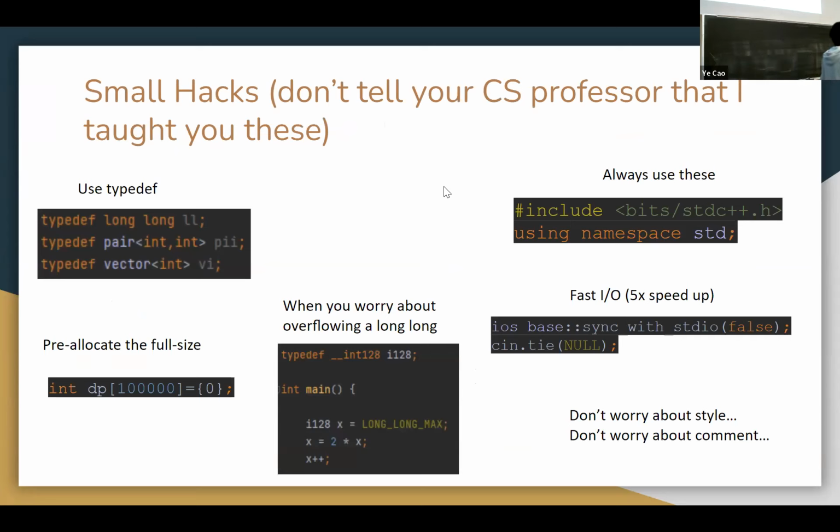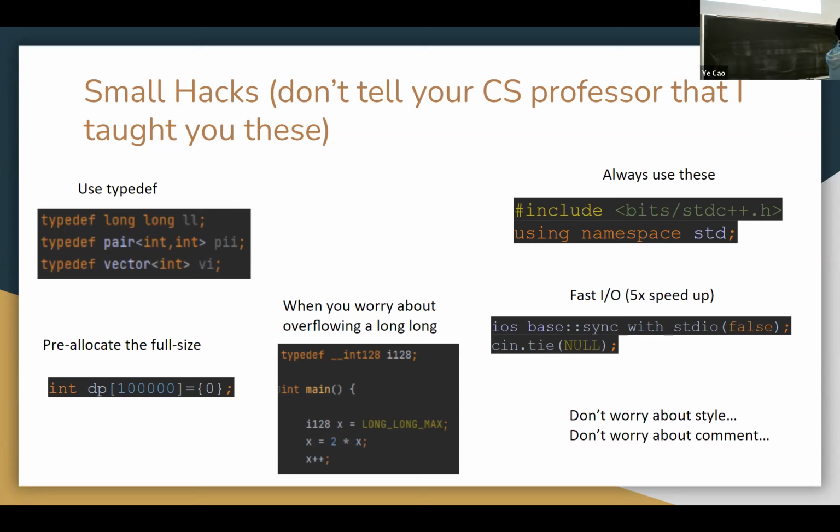Continuing on our topic of C++, here are some small hacks that are generally not considered best practice in computer science or in industry, but are quite useful in competitive programming. So here are some of the tricks. Definitely use typedef. Typedef basically allows you to customize the type name to something else.